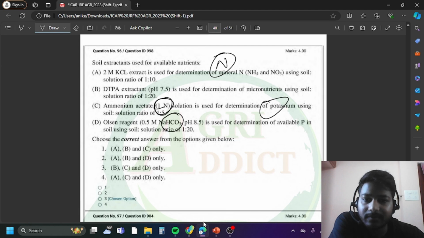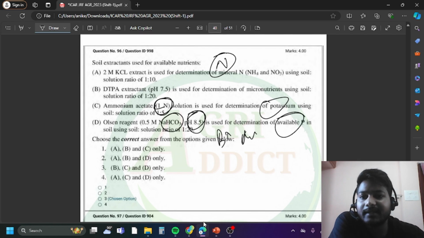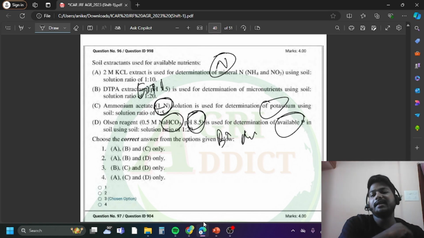1 normal, 0.5 NaHCO3, pH: because Olsen reagent is pH 8.5, while Bray is in the acid range. But in case of micronutrients, you use the EDTA extractant, ethylene diamine tetraacetic acid. Okay, you are using the EDTA extractant.